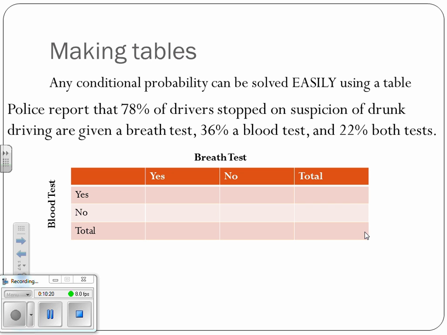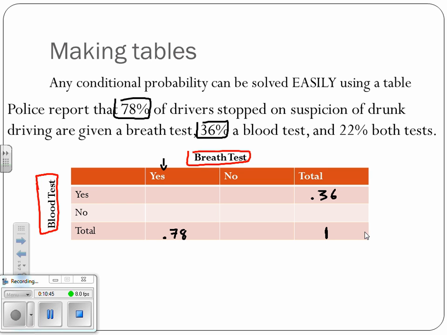And so what we do is we take our two different scenarios. They're either given a breath test or they were given a blood test. And we're going to kind of put this all together. Now, overall, the total is always going to be 1. So 78% of people are given a breath test. So breath test, yes, 78%. 36% given a blood test. And then 22% get both.